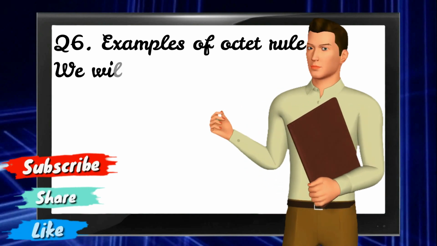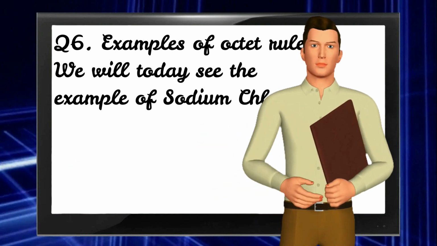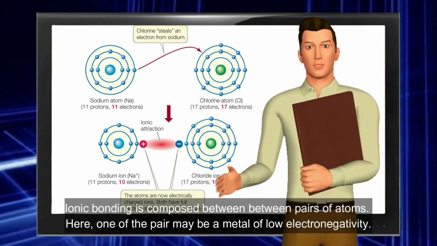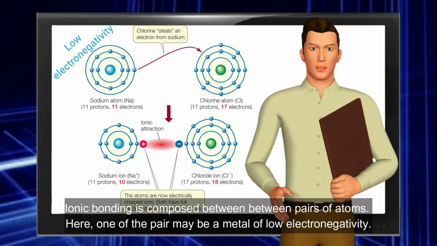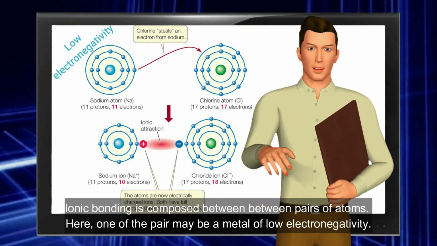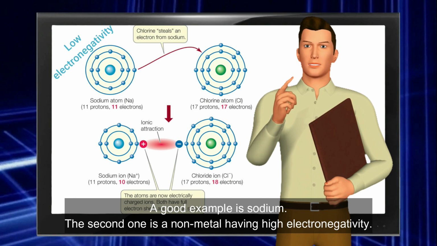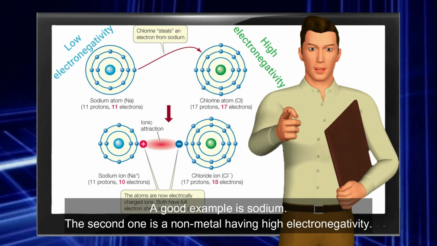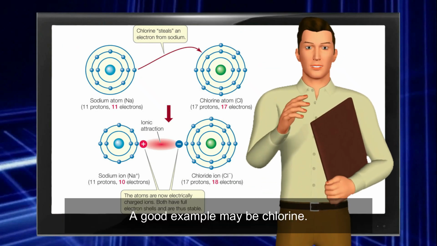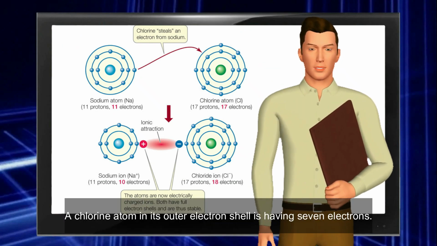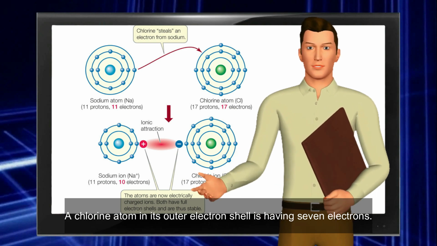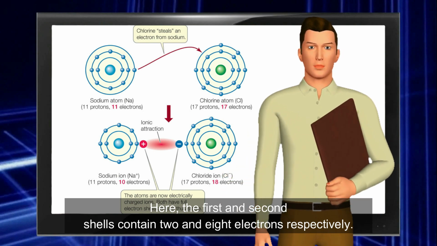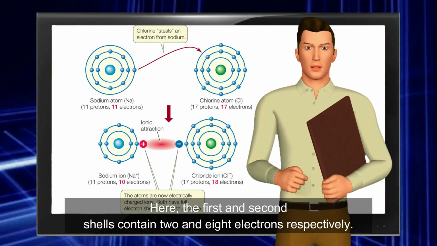Examples of the octet rule. We will today see the example of sodium chloride. Ionic bonding is formed between pairs of atoms. Here, one of the pair may be a metal of low electronegativity. A good example is sodium. The second one is a non-metal having high electronegativity. A good example may be chlorine. A chlorine atom in its outer electron shell has 7 electrons. Here, the first and second shells contain 2 and 8 electrons respectively.